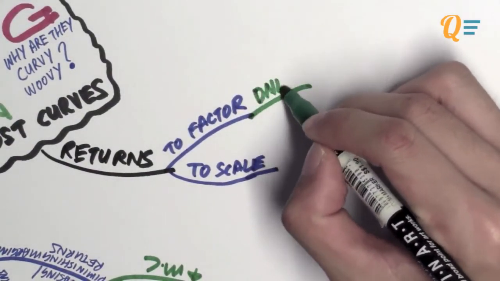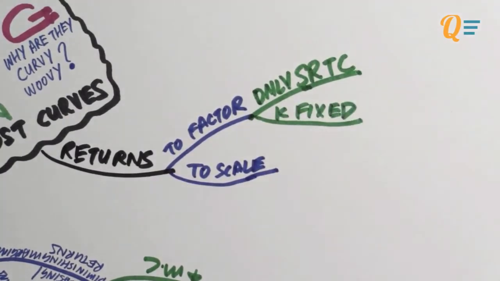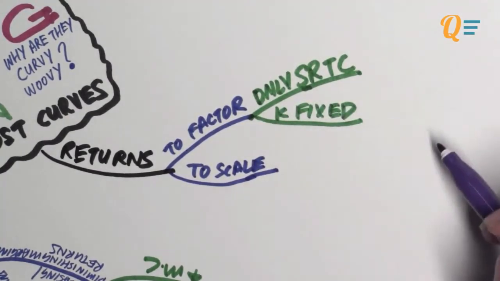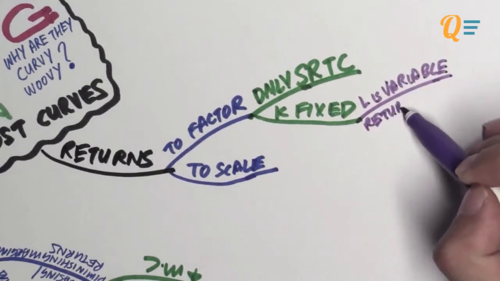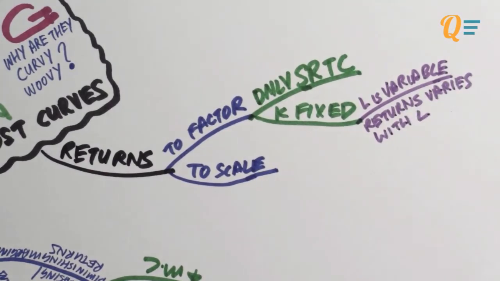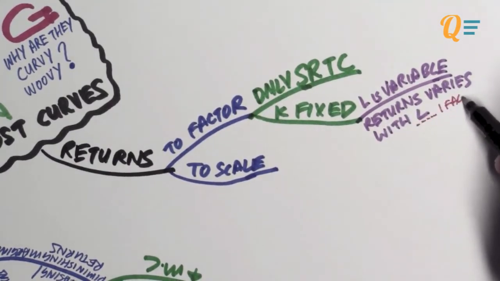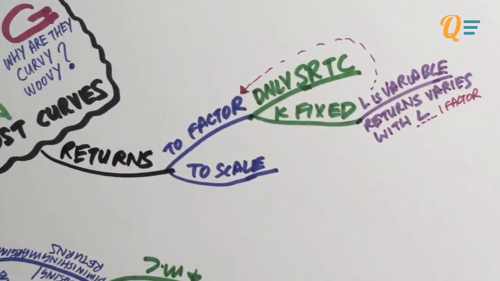For returns to factor, this only applies in the short run, and that is because capital is fixed. You will realize that labor is variable in the short run, and that means that your returns is going to vary with the amount of labor you put in. So labor is the only factor that can be variable, so therefore returns to factor refers to the short run because only one of the factors can be changed.